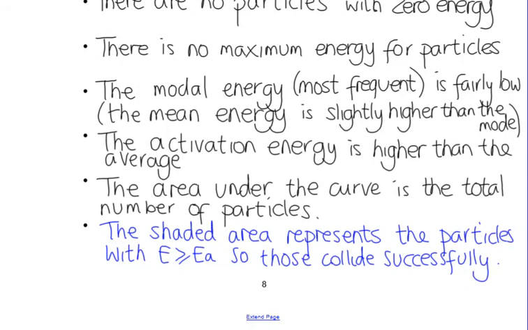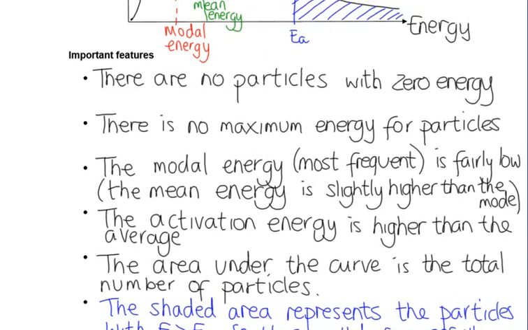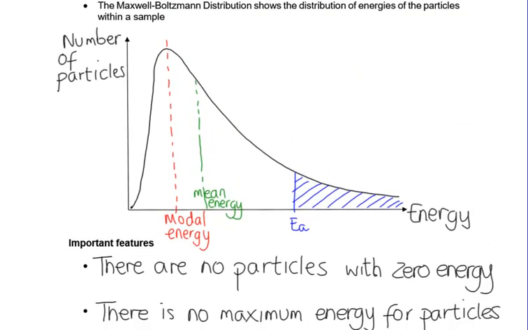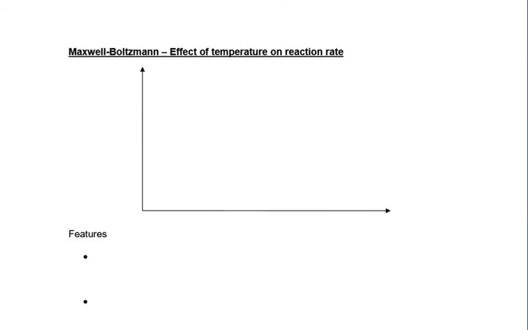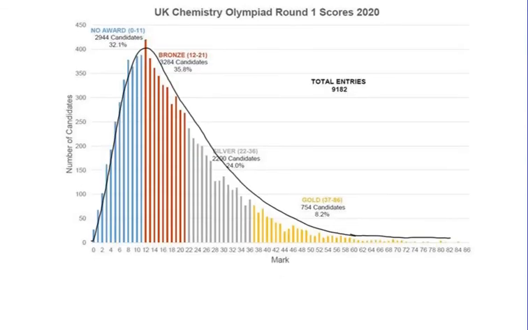Now if we are taking this distribution curve, our next videos are going to be looking at how we can increase that shaded area, because it's that shaded area that is the key feature of this graph. That shaded area is all the particles that can react. So let's have a look back at our test graph. Here we are. So maybe right down here we've got this boundary for getting a gold certificate. It's a bit like our shaded area. Now we would all love to score gold. How can we make more students score gold?